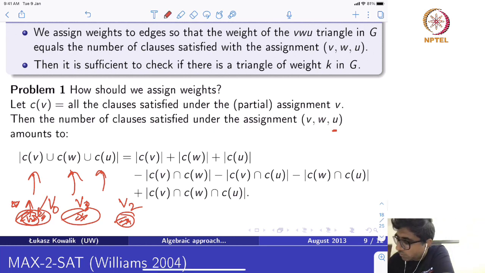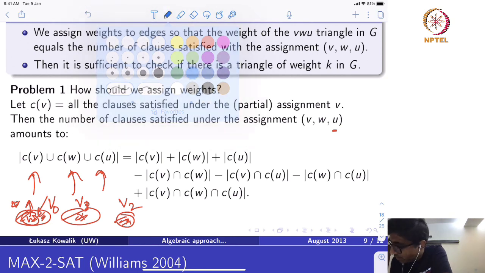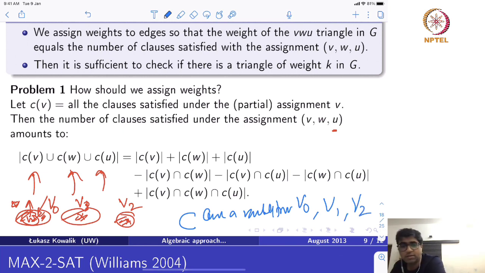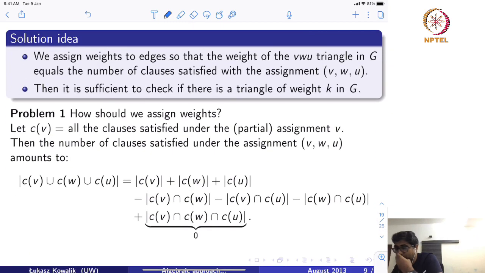Okay, now let's fix a clause C that belongs to C_V, C_W, and C_U. It means the clause C must contain a variable from V0, C contains a variable from V1, C contains a variable from V2, but that cannot happen because it is a 2-SAT instance. So this contributes 0. Okay, so this is not at all an important factor for us. So for us, C_V union C_W is just this much.